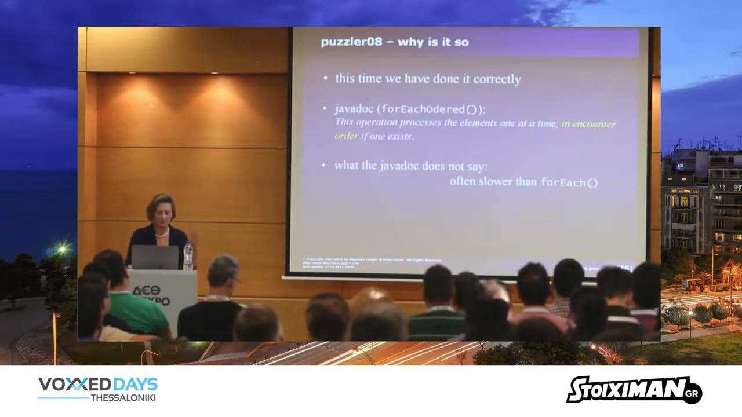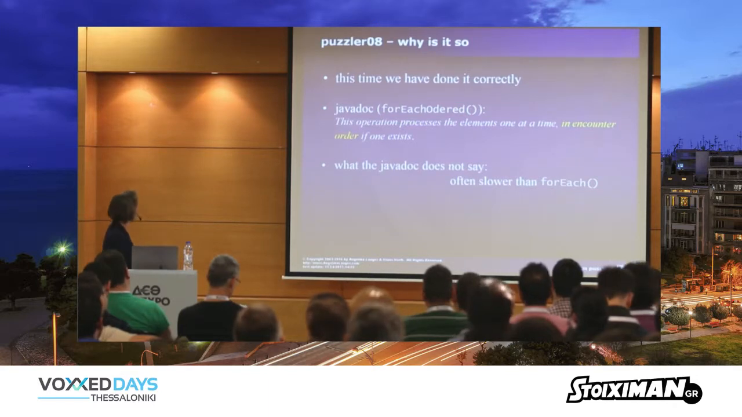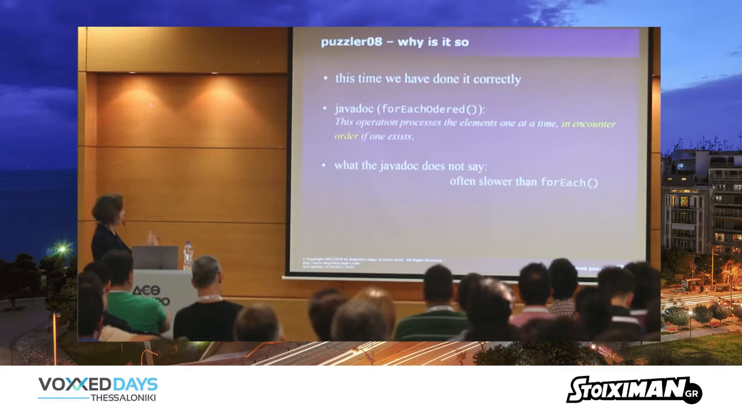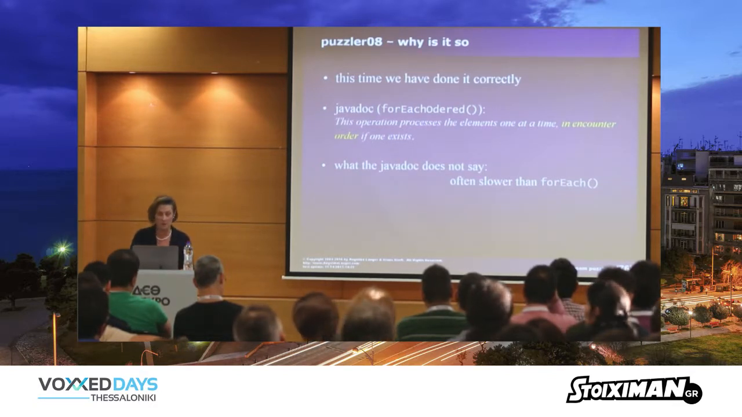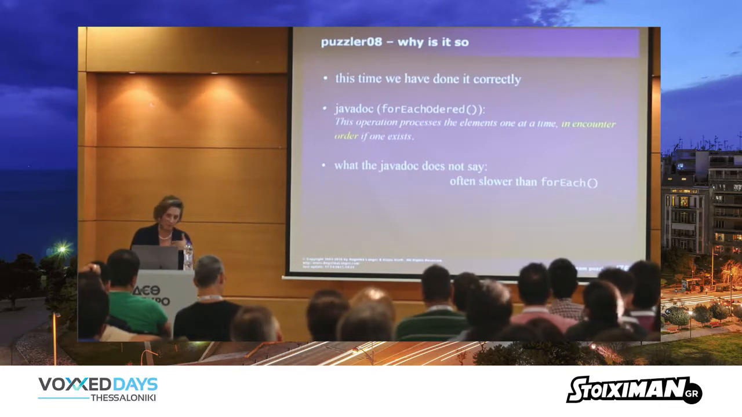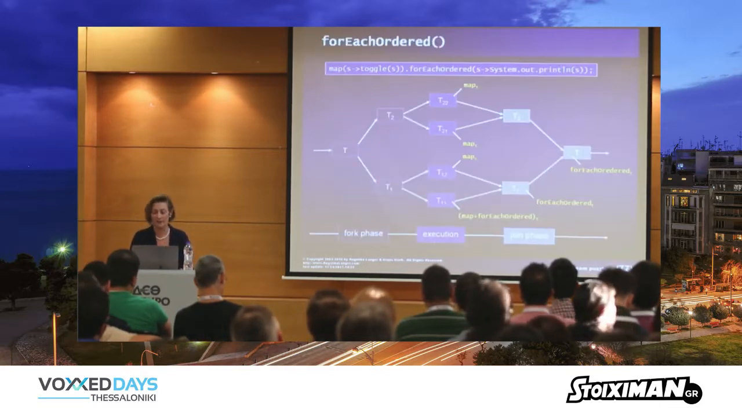And this is what forEachOrdered actually says: it works with several threads and it preserves the encounter order, provided the input stream has an encounter order. What it does not say is that forEachOrdered is typically slower than forEach. There is additional effort for maintaining the encounter order.